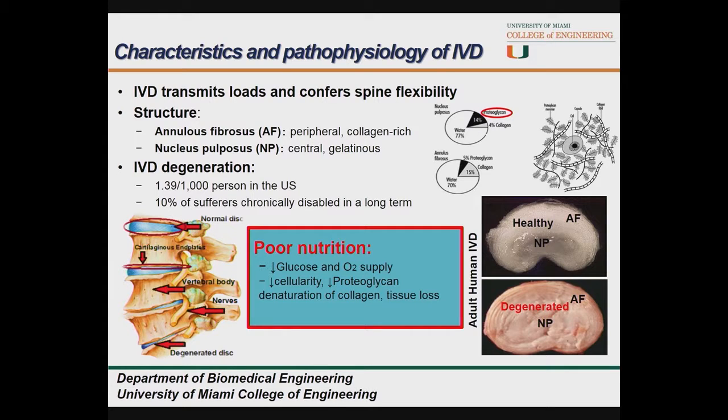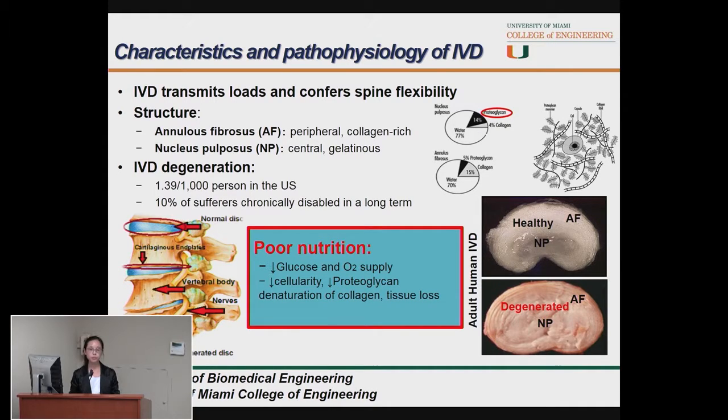It can be visually divided into two regions: the central nucleus pulposus region, which is gel-like, and the surrounding fibrous annulus fibrosus tissues. The two regions differ in their cell phenotypes and extracellular matrix components, which are water, proteoglycan, and collagen.